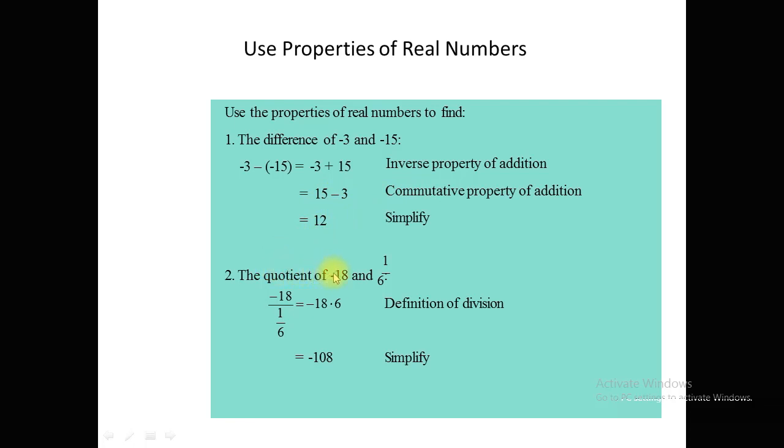Now the quotient of minus 18 and 1 over 6. The quotient of minus 18 and 1 over 6 means divide minus 18 by 1 over 6. Minus 18 divided by 1 over 6, we can write as minus 18 times 6, minus 18 multiplied by 6. This is the definition of division, which is equal to minus 108 after simplification.